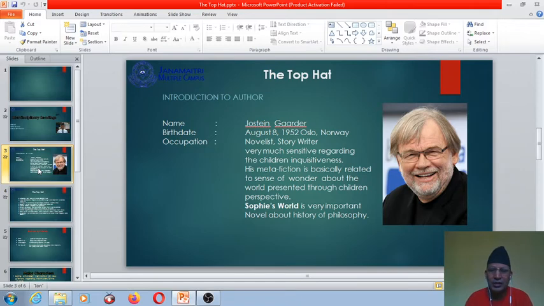His special characteristic is that he is very sensitive regarding the issue of children, regarding the curiosity of children on the basis of their learning. His metafiction is basically related to a sense of wonder about the world presented through a child's perspective. Children's dimension, learning style, and curiosity are explored. That is his special characteristic. Sophie's World is a very important novel about the history of philosophy. That's about the author. Let's move on.